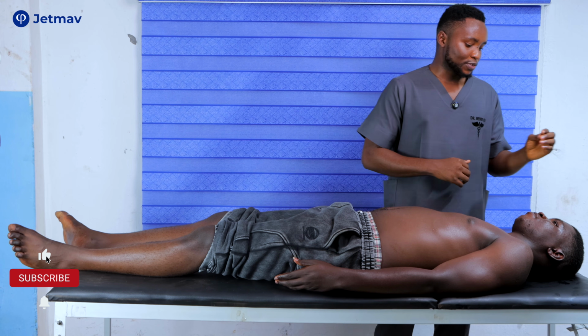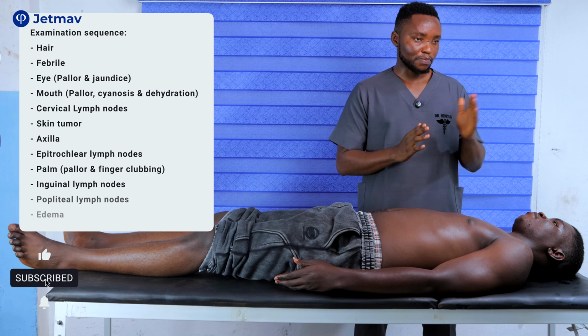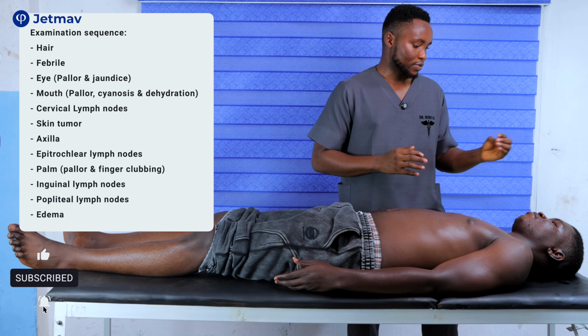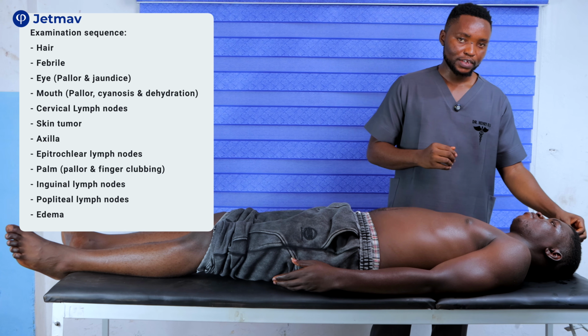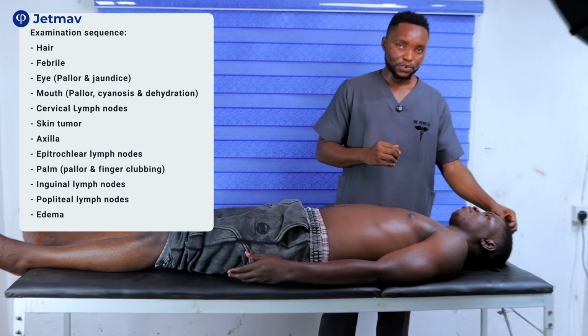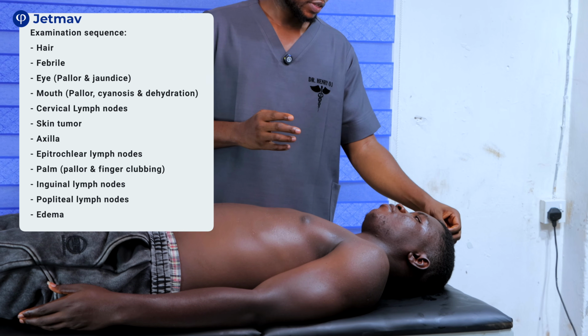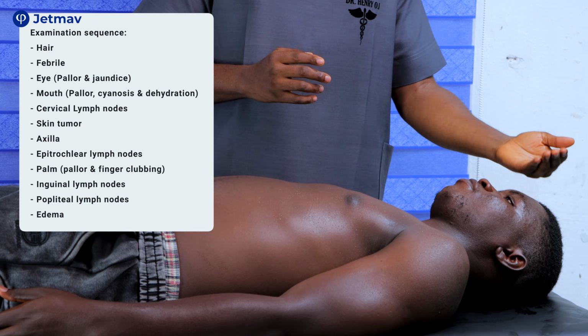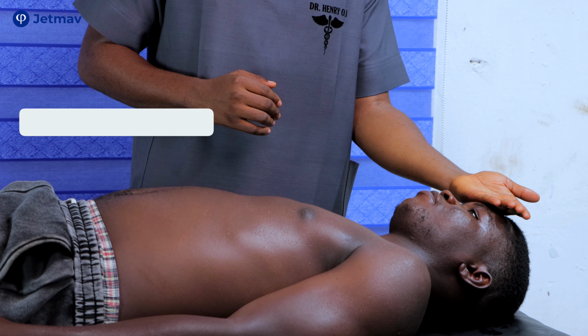So you start your examination from the hair to the toe, so that you'll be very systematic from hair to toe. So you start from the hair, you touch the hair to feel the fluffiness of the hair and the sparseness and the texture of the hair. Some chronic illnesses can cause the hair to be very sparse. So then you check if the patient is febrile, okay, by touching the forehead.